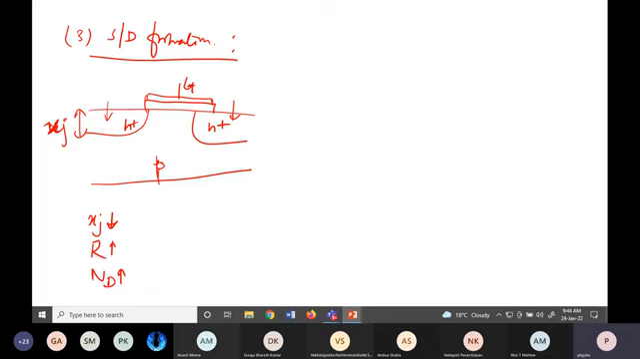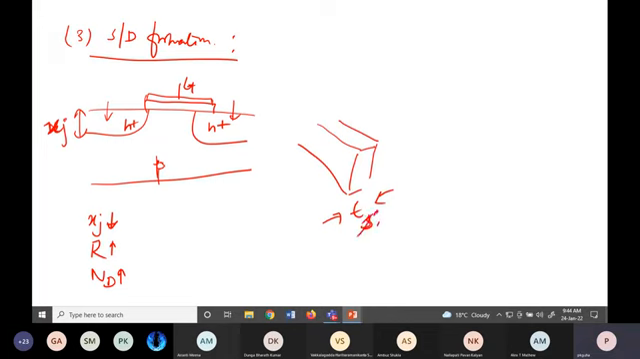Now this junction depth, you have to define differently in FinFET. In the case of FinFET, junction depth is nothing but the thickness of the fin.